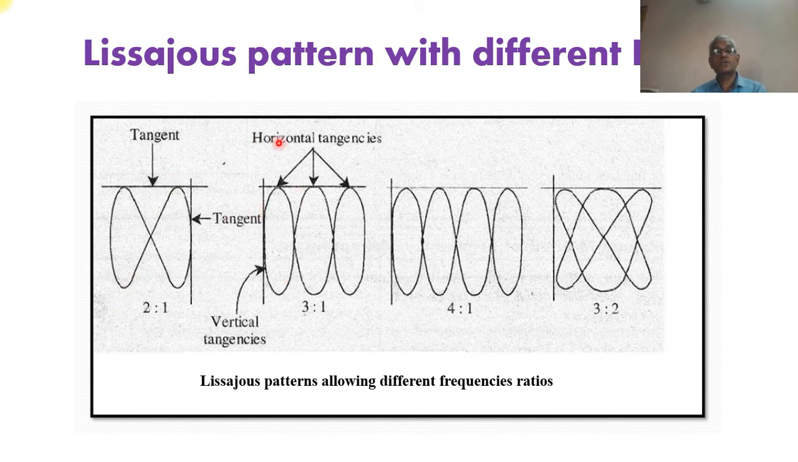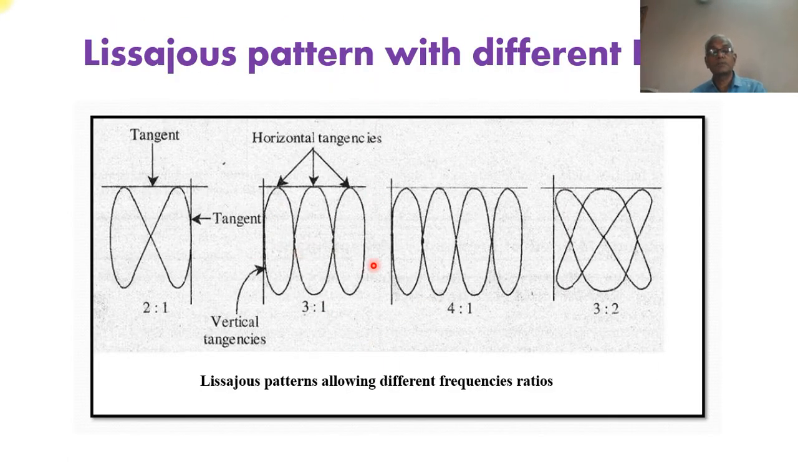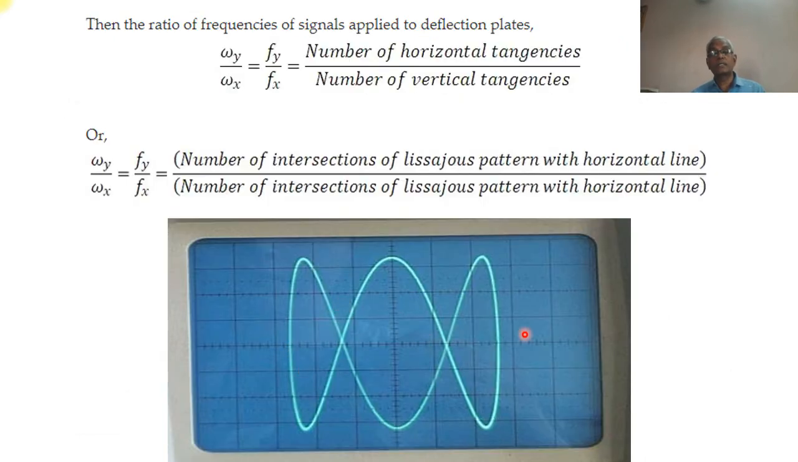Now if I consider a 3:1 proportion of frequencies, then we get three elliptical loops attached to each other. If we choose 4:1, then we have this kind of four loops. If we choose 3:2, then this particular complex kind of figure will be observed. The same figure we can observe over here, this part with the 3:1 ratio.